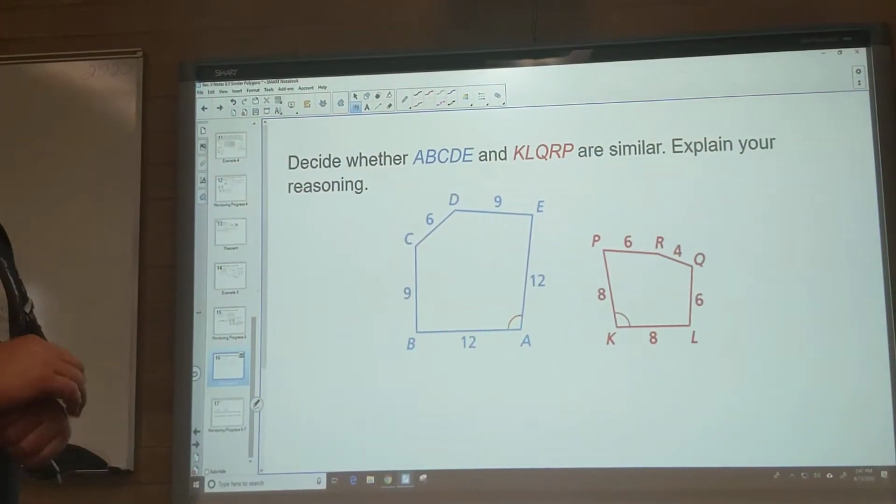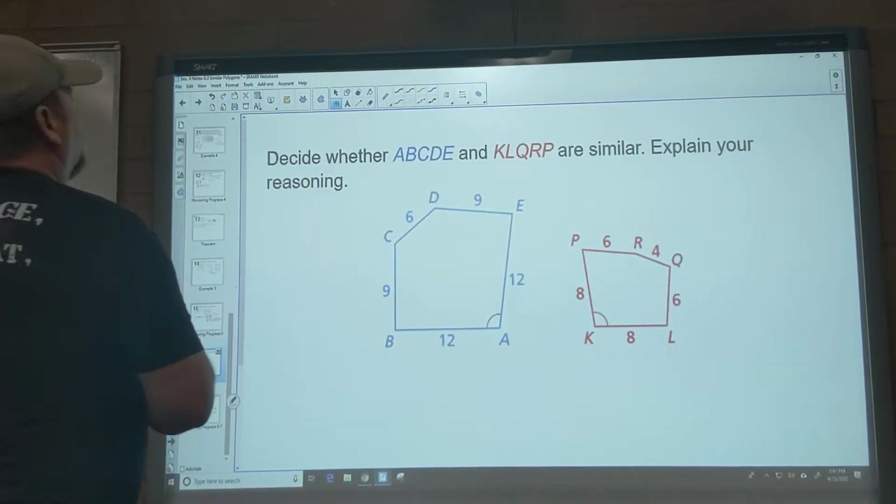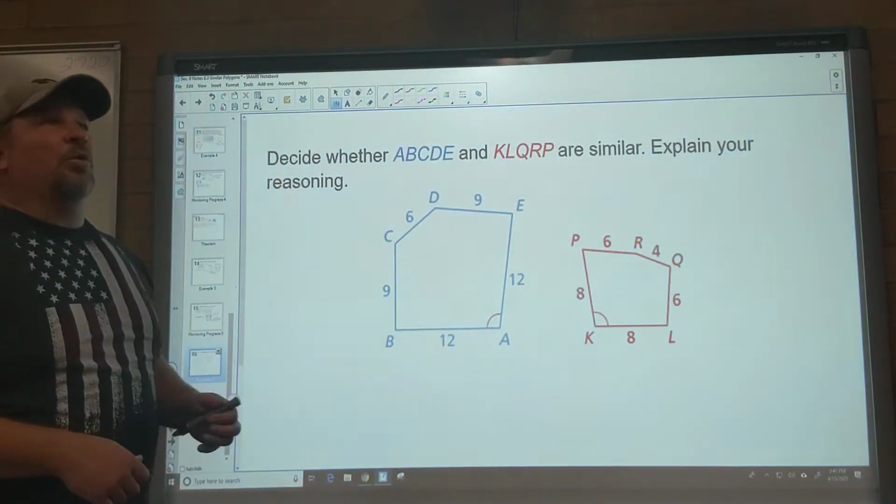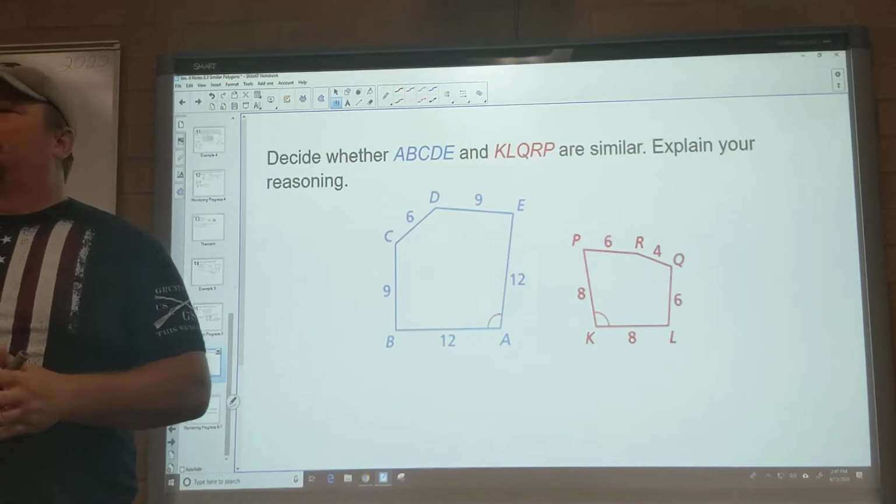Okay, we are almost done with the lesson. This one is dealing with asking you if the shapes are similar. So to do this problem, you have to go back to Trip.